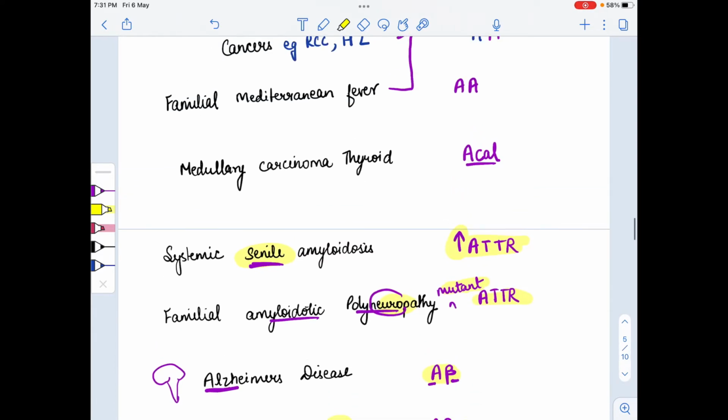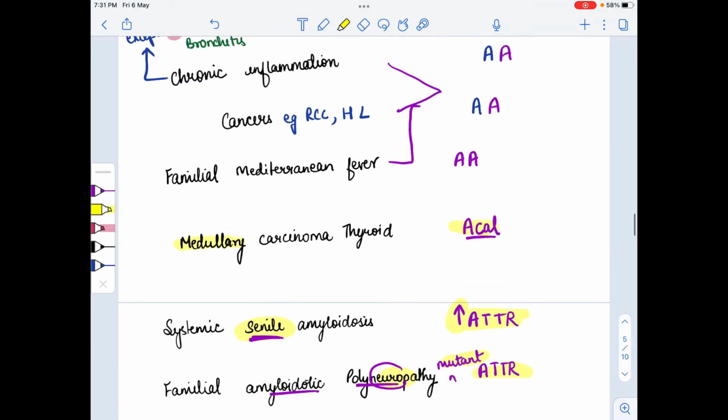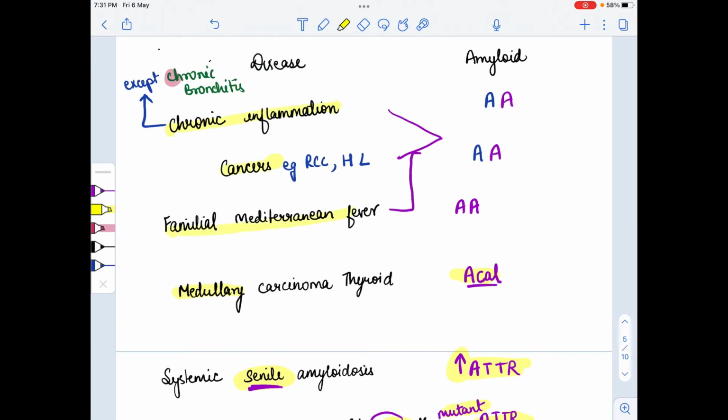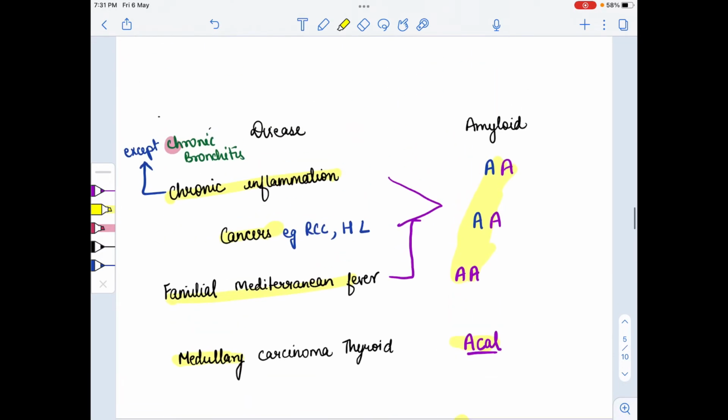For medullary carcinoma thyroid, it means medullary, in medulla we have calcitonin. So that's why ACAL. Cal for calcitonin. ACAL type amyloid is deposited. Well, for chronic inflammation, for cancers, or for familial Mediterranean fever, we have only AA type deposition. So these were the types of amyloid which get deposited in disease.